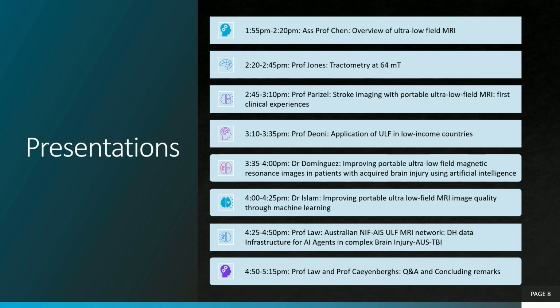Then we'll have a talk from Dr. Dominguez. He will give an overview of our project that we are currently running in patients with brain tumors and stroke patients. Then we'll have a talk from Dr. Islam, who will talk about ultra-low field MRI: how can we improve SNR using machine learning? And then last but not least, we'll have a talk from Professor Law. Because OHBM is now in Australia, we're happy to share our Australian NIF ultra-low field MRI network. And then we'll have a session with concluding remarks and a longer Q&A session.